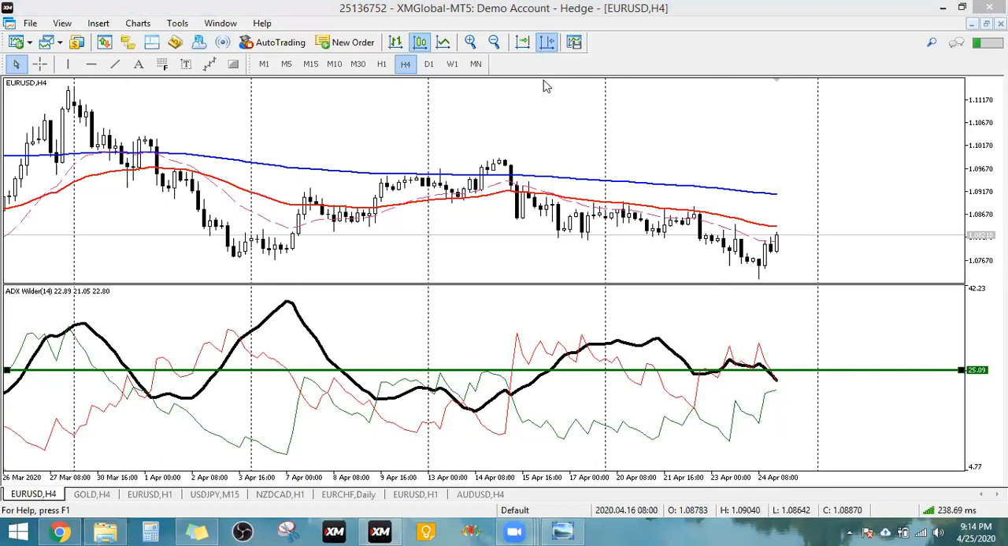Pag tinignan mo sa D1 chart, pwedeng uptrend yan. Pag baba mo sa H4 chart, pwede siyang maging ranging. Pag tingin mo sa H1 chart, downtrend. So it could have different trends on different time frames. Okay? So malinaw yan, no? Malinaw yung ADX natin. May questions ba with ADX?